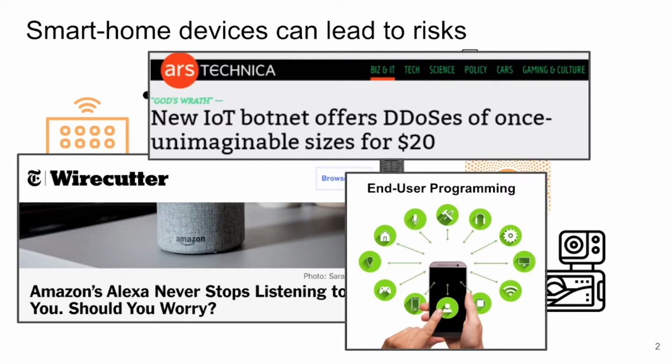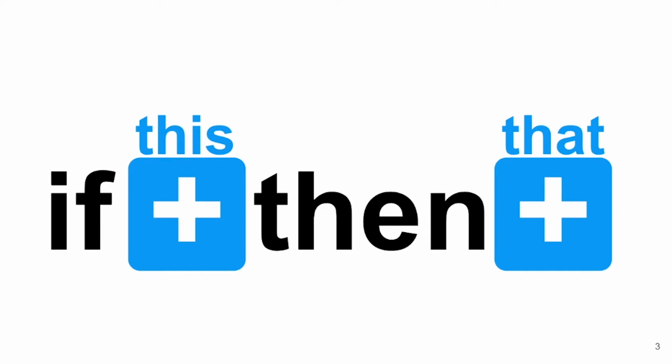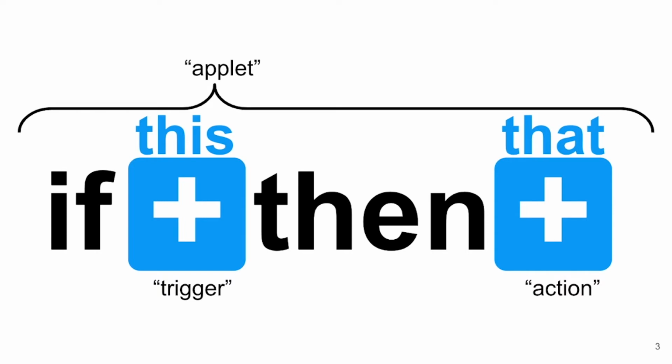The most popular end-user programming tool is called If This Then That, or IFTTT, and it has over 5 million installs on the Google Play Store alone. IFTTT users combine triggers and actions, which are provided by IFTTT, to create rules, or applets, that react to and control their smart home devices or other services.